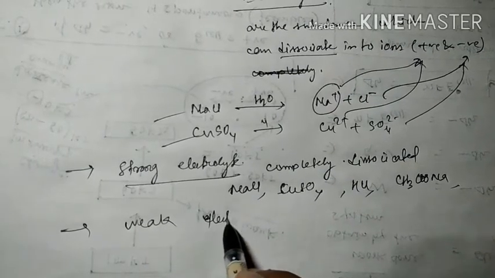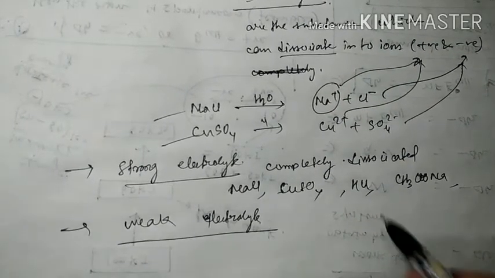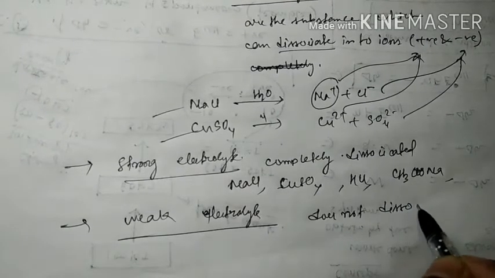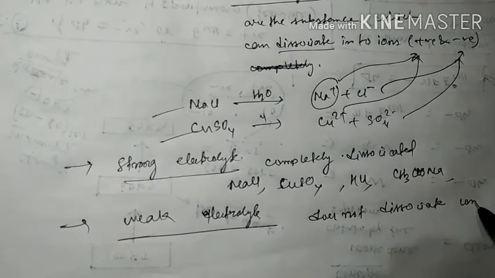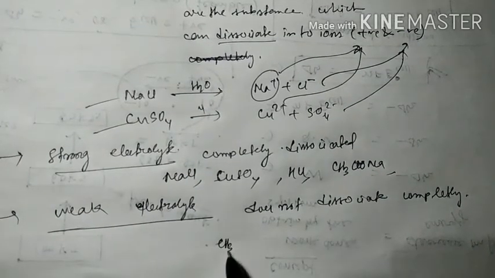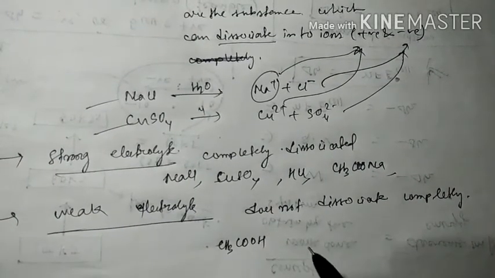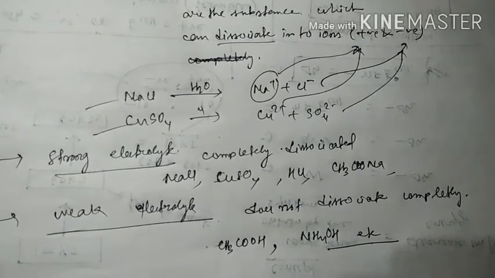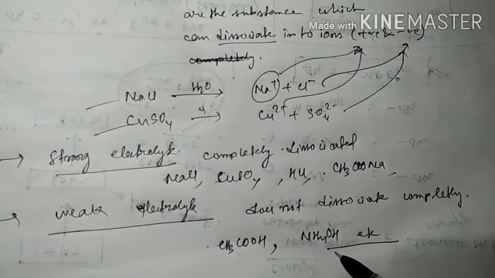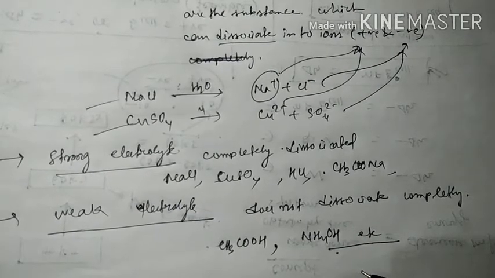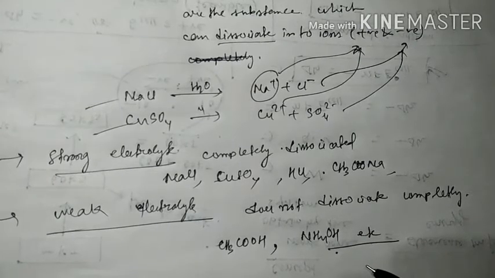Another is the weak electrolyte. A weak electrolyte does not dissociate completely, such as CH3COOH, that means acetic acid, ammonium hydroxide, etc. Okay, these are strong electrolytes and these are weak electrolytes. Now, how electrolytes or electrolytic solutions help in conductance or resistance, we have to discuss this way.